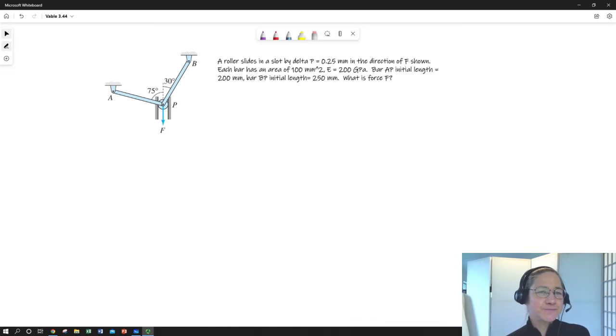So in this case, we have two bars, B to P and A to P. They're made from a material we know, and because we know what the material is, we can look up our elastic constants. And in this case, we're only going to be really concerned with normal stresses and strains. So the only elastic constant that's particularly relevant in this case is our tensile modulus, and it's 200 gigapascals, or 200 times 10 to the 9th newtons per square meter.